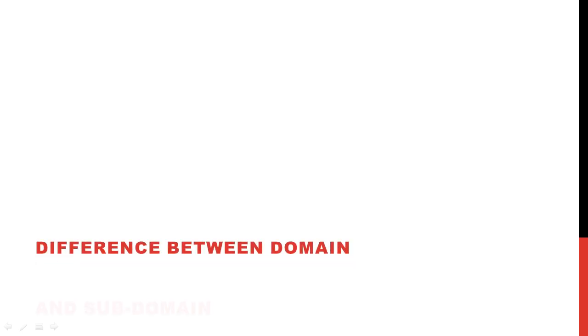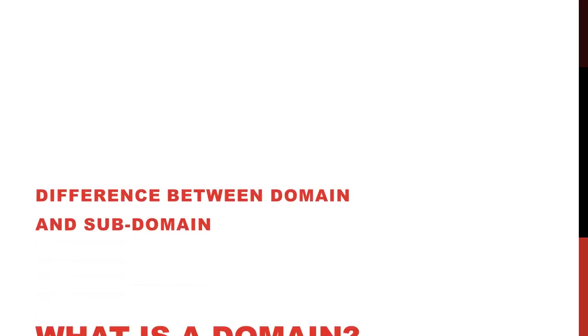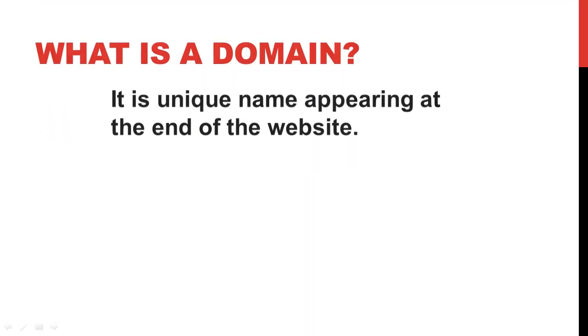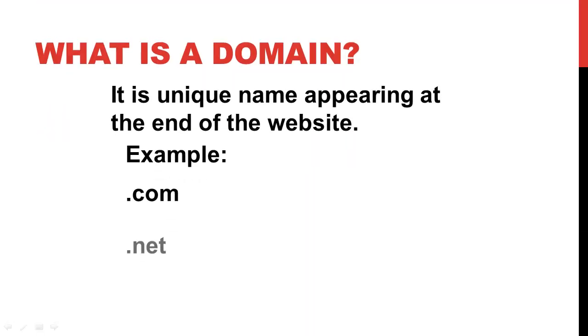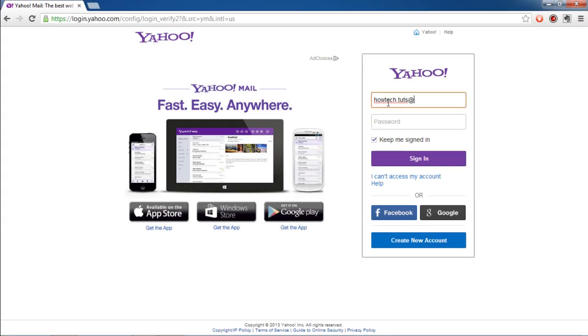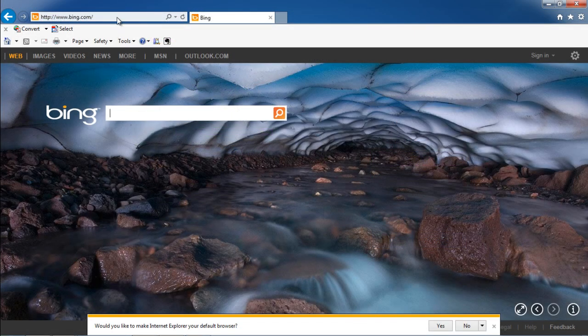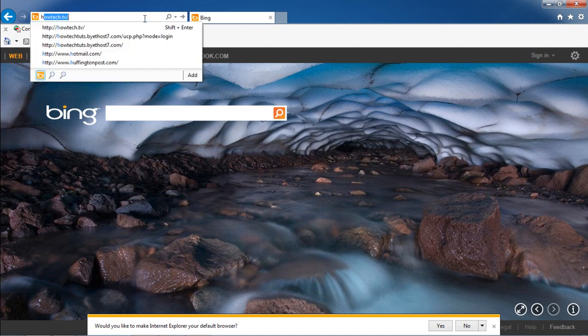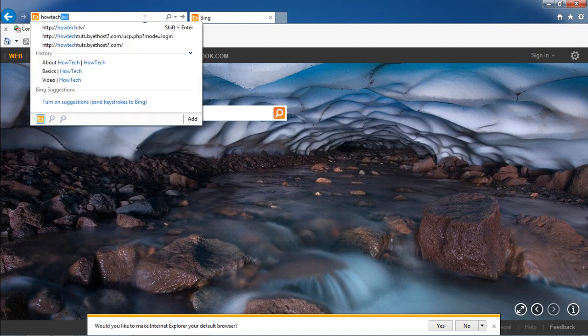In this video, we will tell you about the difference between a domain and a subdomain. Domain is the unique internet name that appears at the end of a URL for a website. In your email address, it comes after the at sign. Domain Name System, DNS, is the most used system for assigning addresses to web servers.